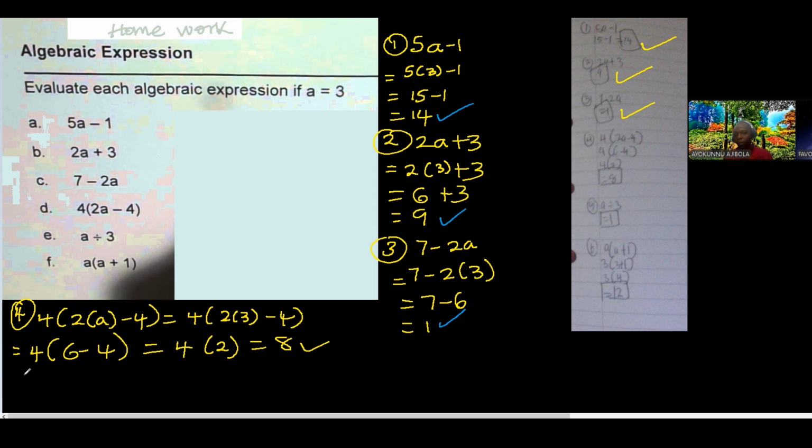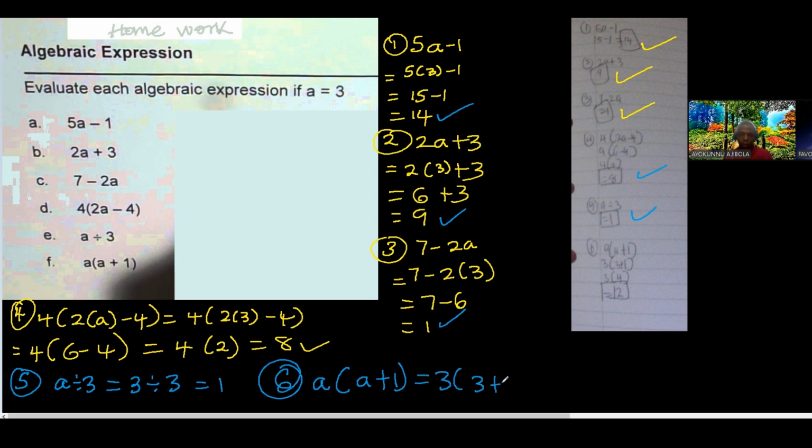So we're going to look at it after now, okay? Then it's number 5, which is the fifth one. A divided by 3. Since A is 3, we have 3 divided by 3, and that gives us 1. And the last one, but not the least, we have A into A plus 1. That means we have 3 into 3 plus 1. And that is 3 into 4, which is 12. 3 times 4 is 12. So this is an excellent job, okay?